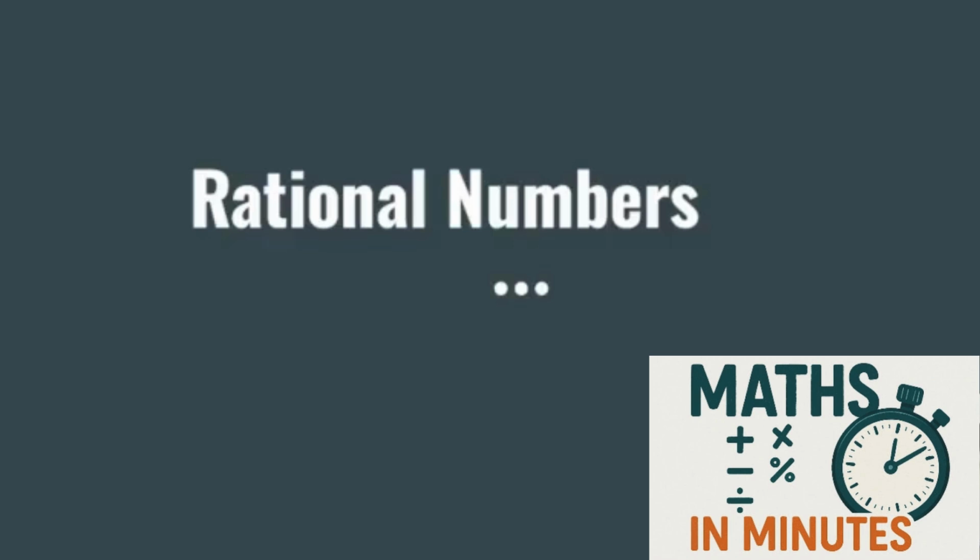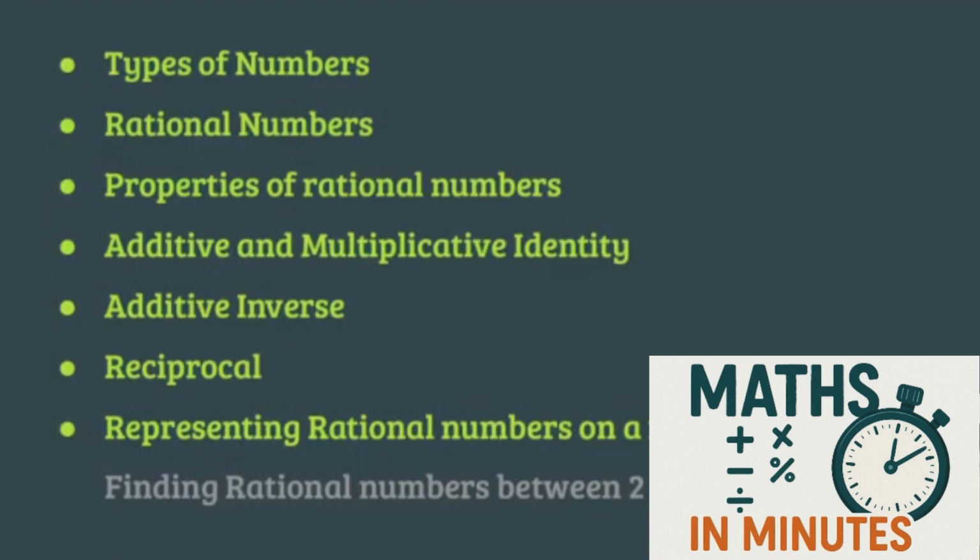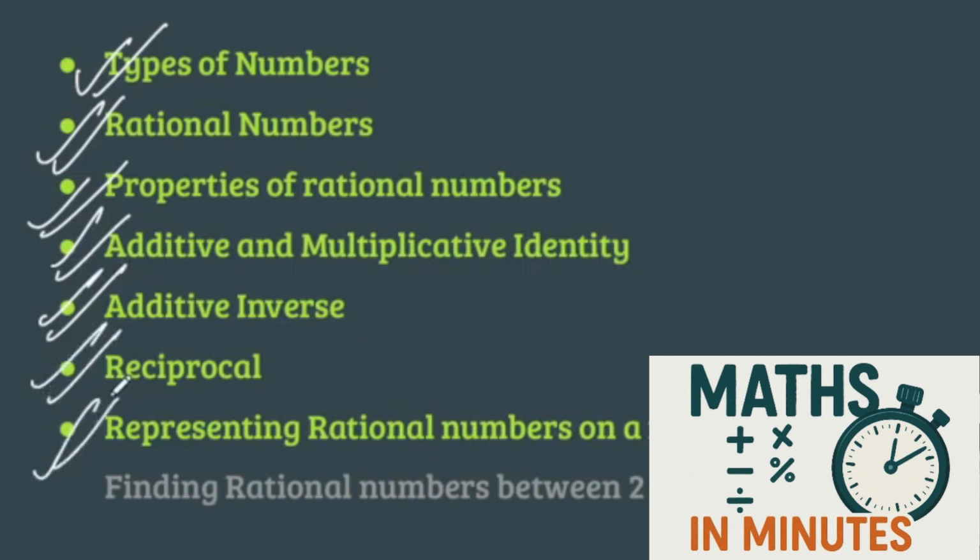In the last class, we covered one more topic of rational numbers and came to the end of the chapter, in which we have seen types of numbers, rational numbers, properties of rational numbers, additive and multiplicative identity, additive inverse, then reciprocal, then representing rational numbers on a number line. Right? Let's have a quick summary of the chapter.